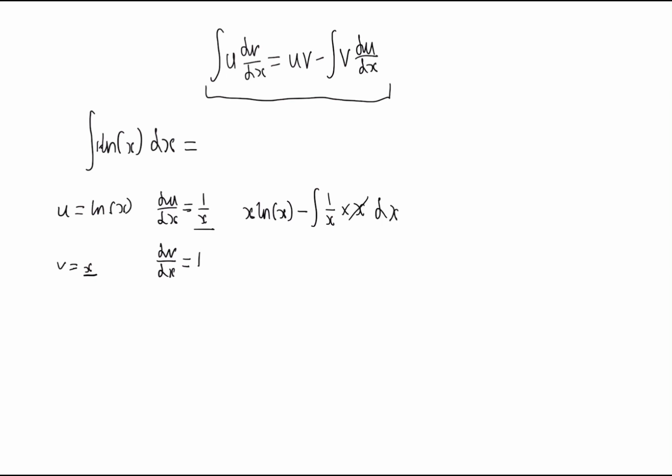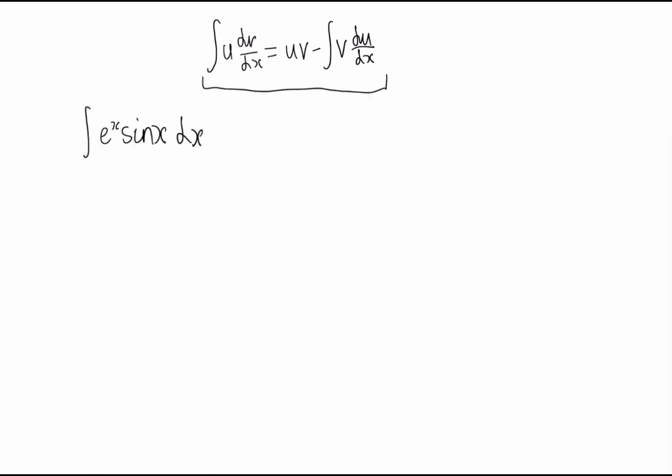Now the x's are going to cancel, so we're left with x ln x minus the integral of 1, which is just x ln x minus x plus c, and that's the integral of ln x. Here's our last integral for this video. It's e to the x multiplied by sin x.